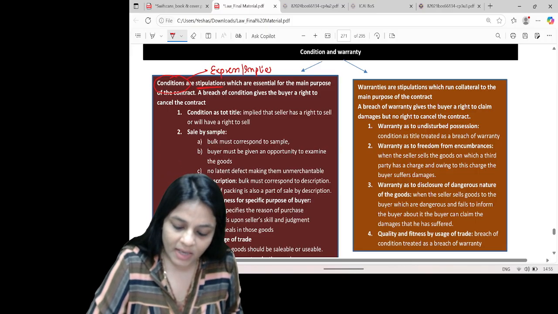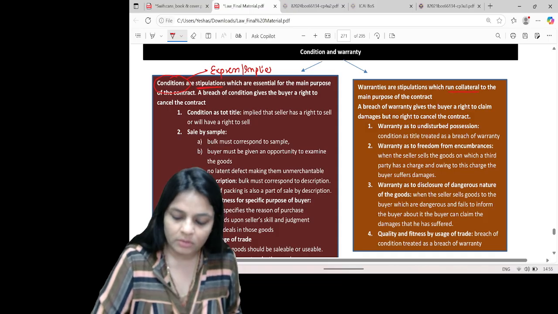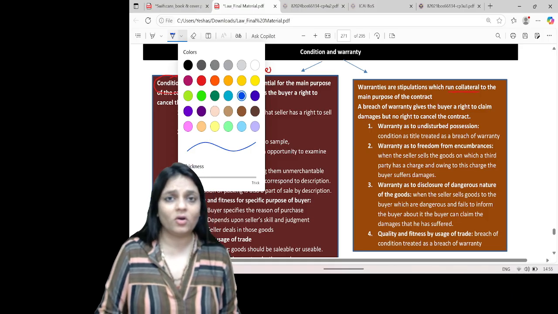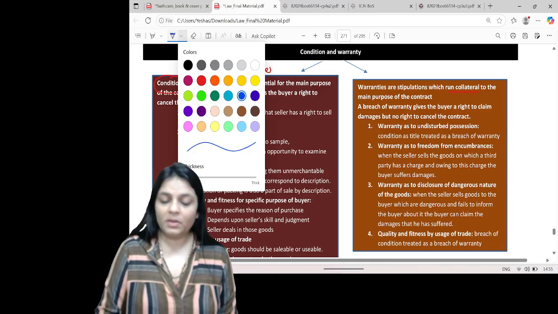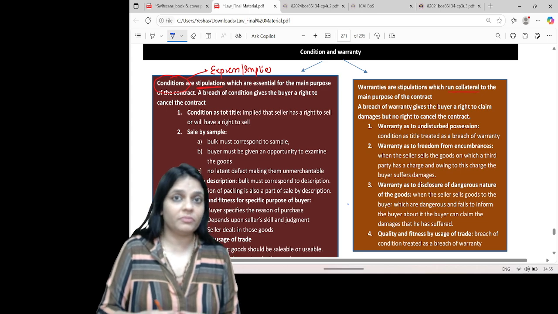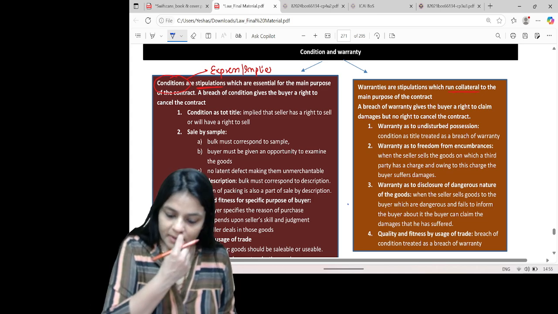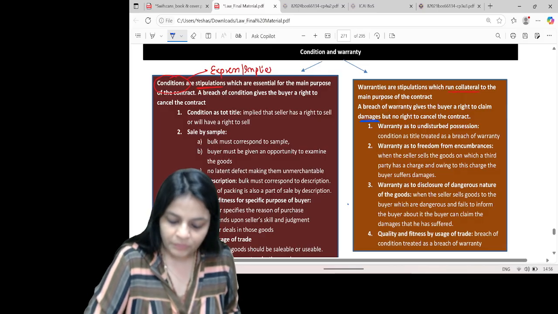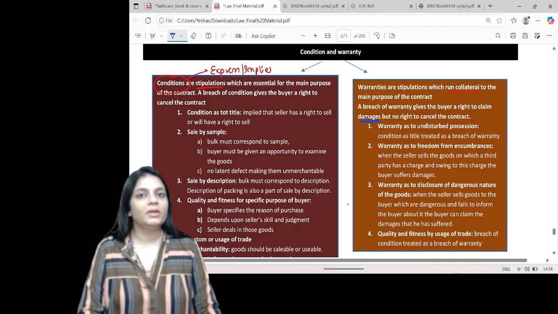What are warranties? They are stipulations which run collateral. So they are not the main purpose of the contract. They are not the foundation of the contract. They are not the reason the contract is made, but they are subordinate or run parallel to the main contract, right? Since they are not essential, if there is a breach, you cannot cancel the contract, but you can only claim damages.